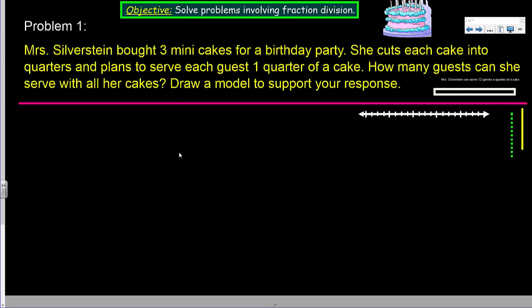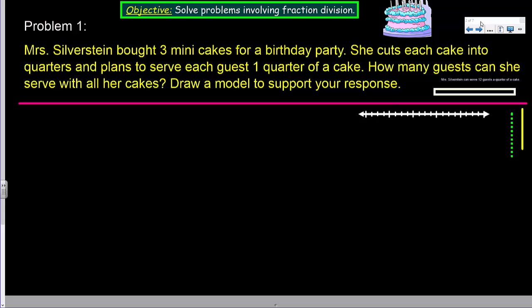Problem 1, we have Mrs. Silverstein bought 3 mini cakes for a birthday party. It says that she cuts each cake into quarters and plans to serve each guest 1/4 of a cake. How many guests can she serve with all of her cakes? We're going to go ahead and draw a model to support your response.